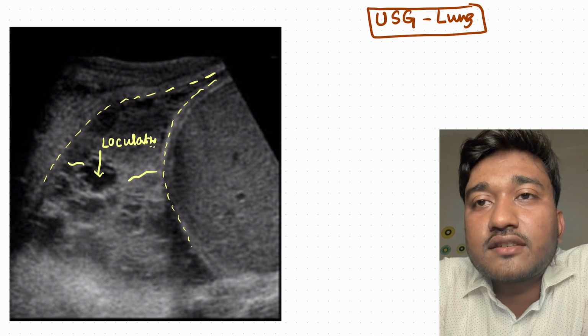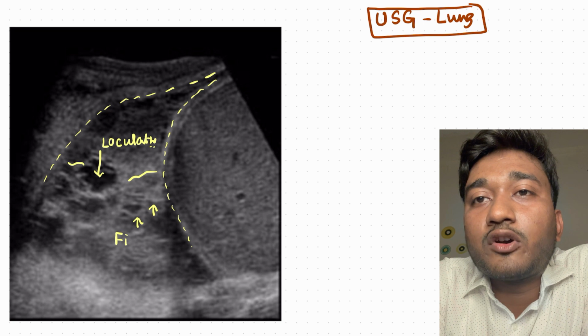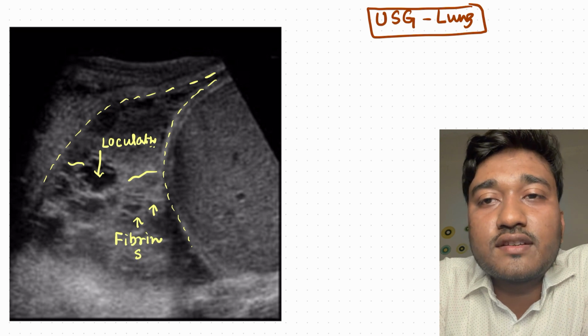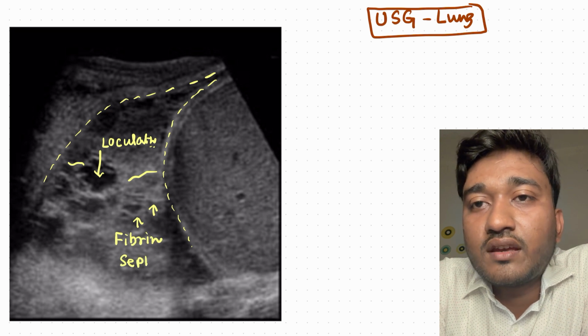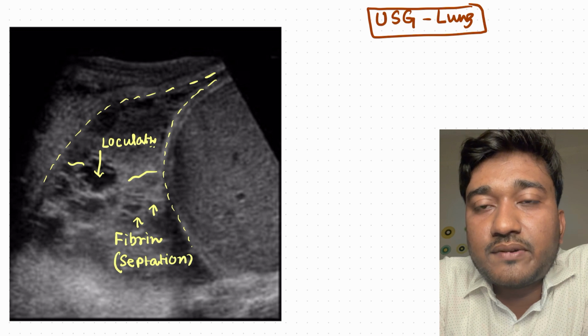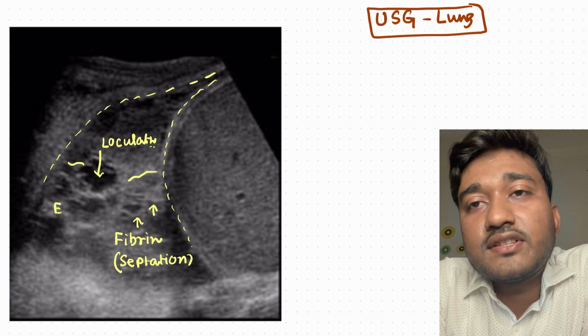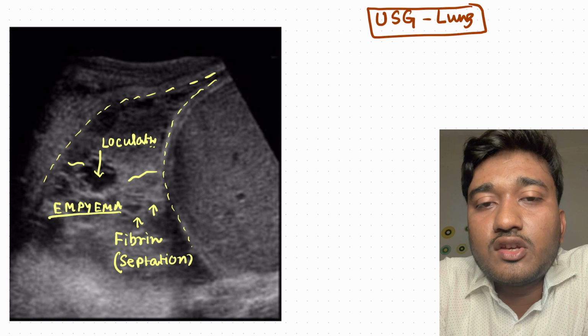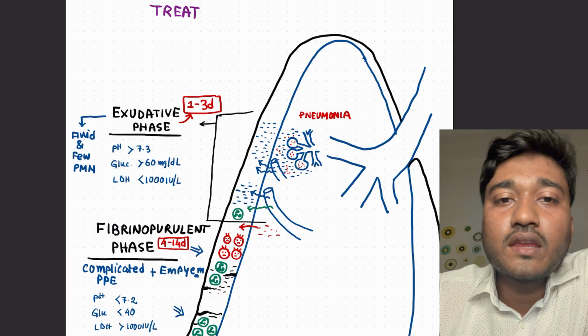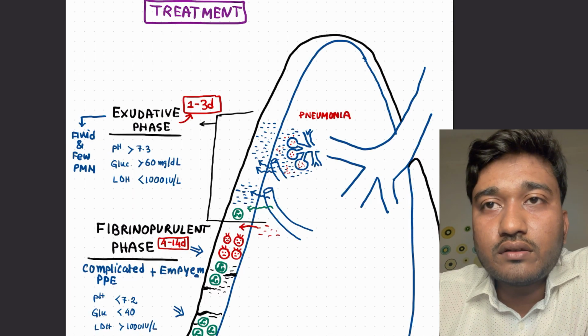That means there is collection of fluid, and what I have already marked, there are loculations, there are multiple fibrins, and they are basically forming the septations. So this is empyema. In the USG lung, you can find empyema. Okay. Now let's talk about the treatment part.